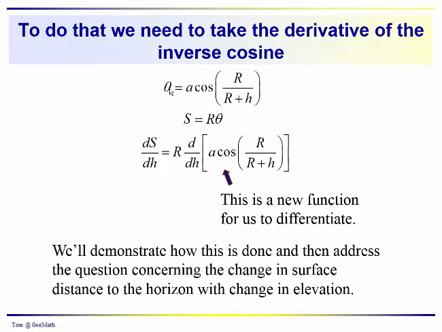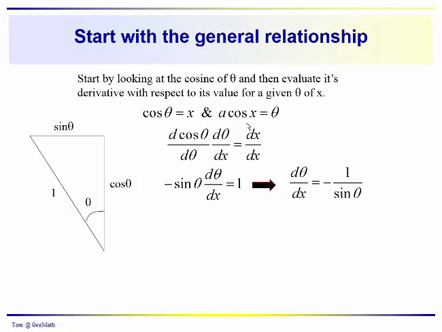So we have r times d theta/dh. This is our theta right here, and this is our r over here. It's a constant. So we're just differentiating the inverse cosine of r over r plus h. This is something that we haven't done before, and we've got to do this in order to figure out how the arc length changes with changes in height of observation. So we're going to start by looking at the cosine of theta. We'll define that as being equal to some value x, so that the inverse cosine of x is just equal to theta.